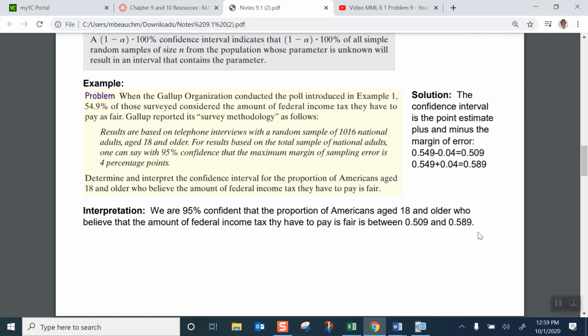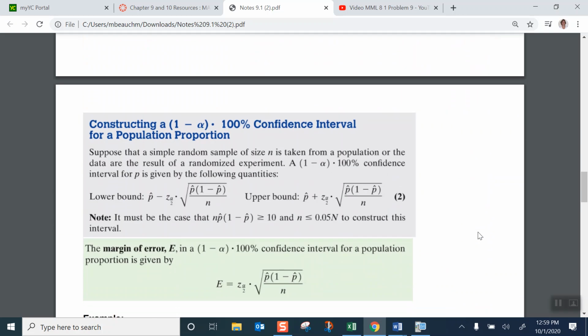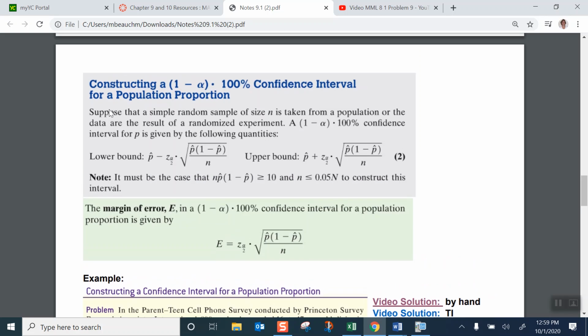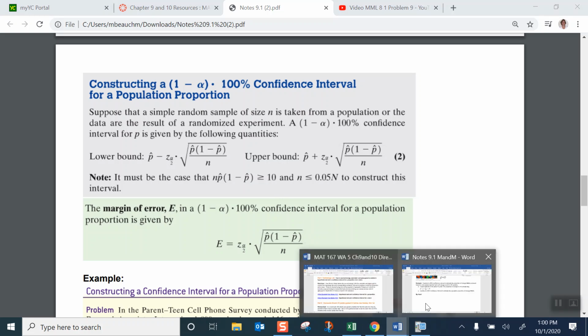Then we need to know how to estimate. Here's constructing it for a population proportion. What we need is p-hat, and then we need some sort of an estimate of the standard deviation. We don't have the population proportion, we have p-hat instead. So we're going to estimate the standard deviation using the sample that we have, p-hat. So let me go back to the example.